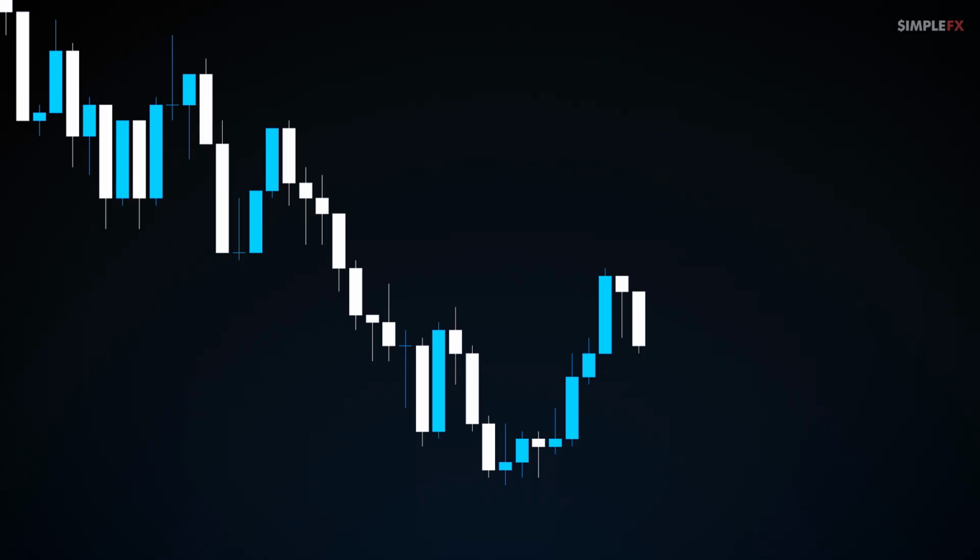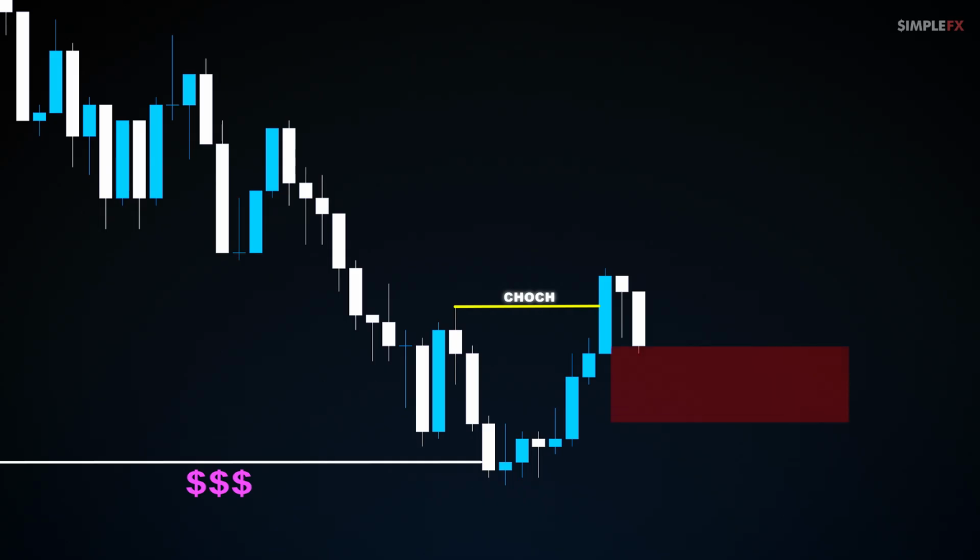On the 1 minute, you can clearly see a change of character, CHoCH, right where that large wick formed on M15. That wick itself is our signal. It shows liquidity was taken, and now price is shifting direction. So here's the important part. Since liquidity has been swept in M15, we don't wait for another pullback on M1. We enter immediately after the CHoCH.